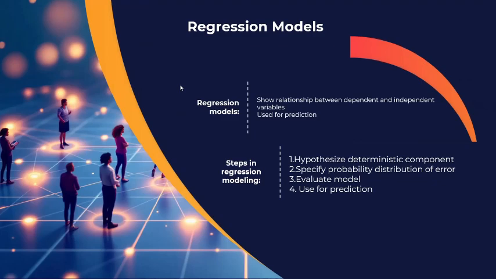Now let's look at regression models. A regression model shows the relationship between dependent and independent variables. It's basically used for prediction. Now let's also take a look at the steps in regression modeling. One, we first hypothesize the deterministic component. Secondly, we specify the probability distribution of the error. Third, we evaluate the model. Then once everything is okay, we use the model for prediction and estimation. That's a brief description of what regression models are.